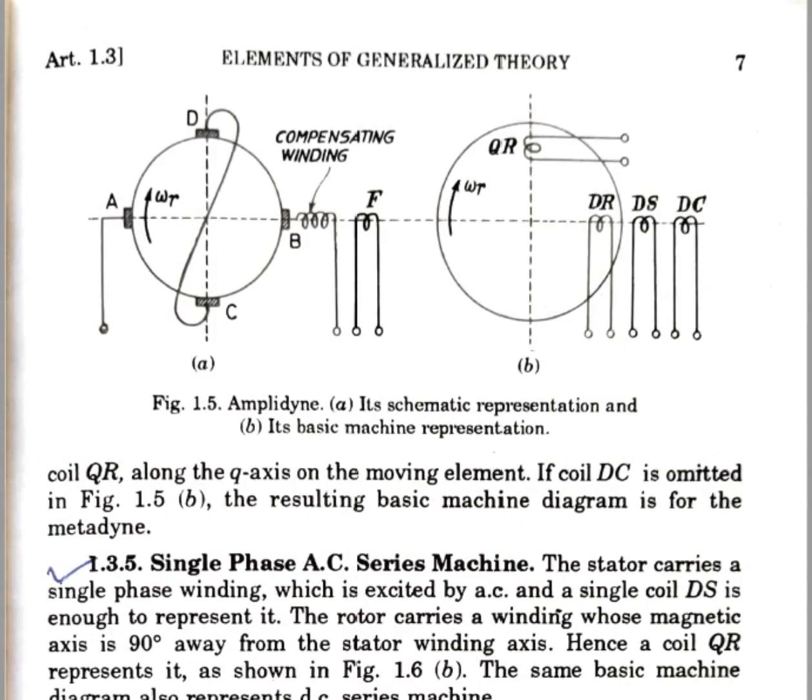Next, we had seen the amplidyne machines. We had seen how the compensation winding and the field winding are placed together on the d-axis, as well as the brushes which are placed on the d-axis. So we have a dr winding here, whereas another pair of brushes which are short circuited and placed on the q axis, so we have a qr winding here.